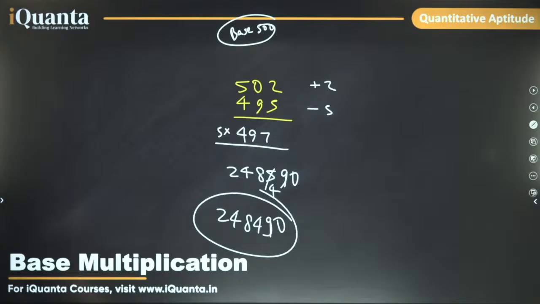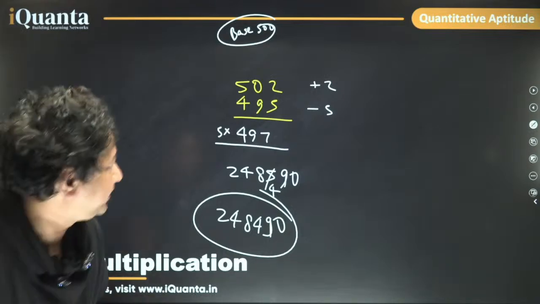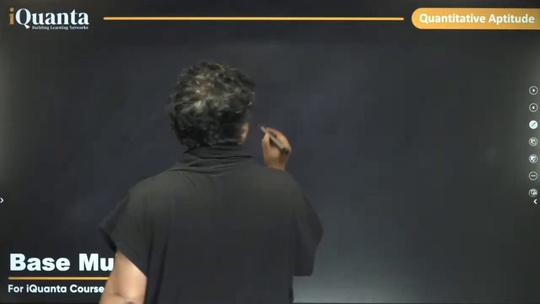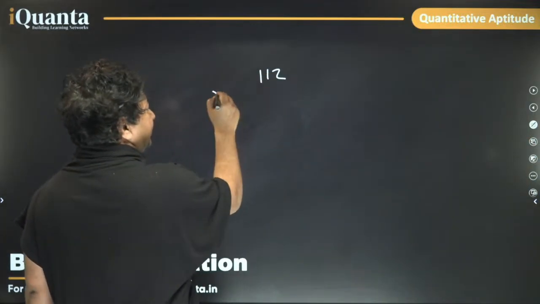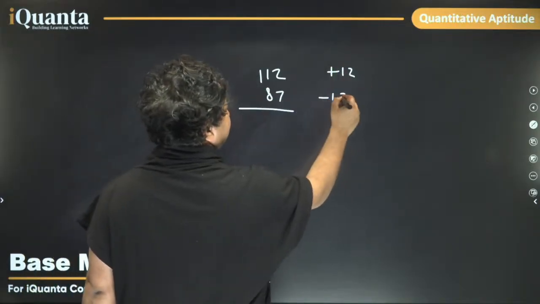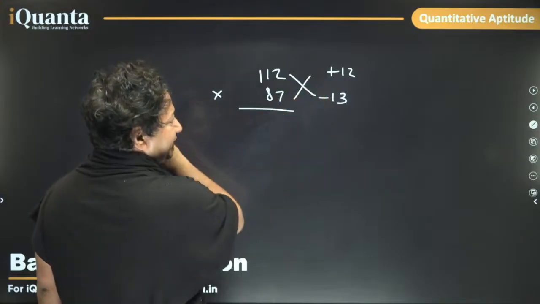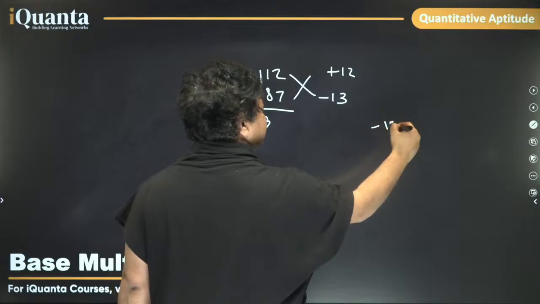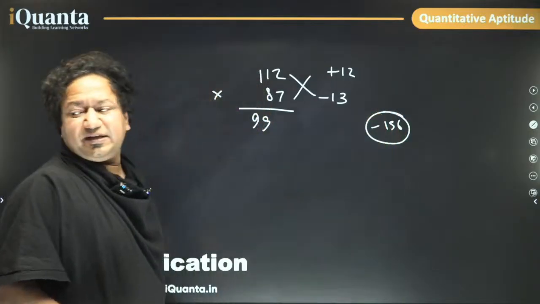All right. Now, can we have some cases in which we don't have to see how much less than 100, less than what? That can be a problem. I'll tell you in what cases. Let's say I have something like this: 112 multiplied by 87. See what is going to happen here. Plus 12 and minus 13. Okay, let's do this. So we get 99. The problem is 12 into minus 13 is minus 156. Now you won't be able to see how much less than 100.